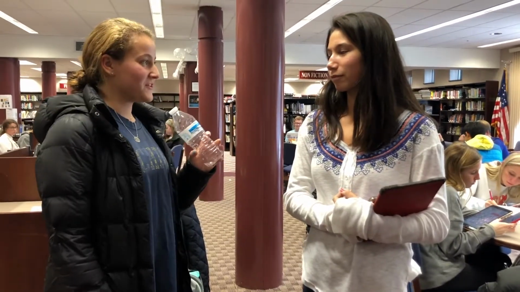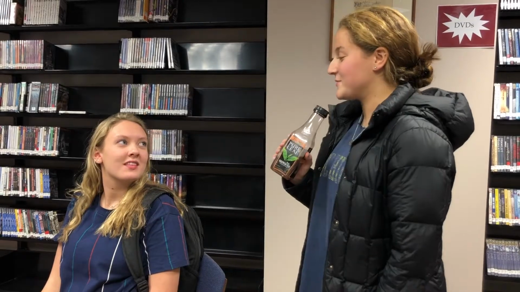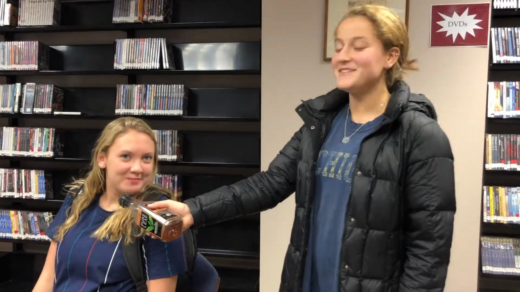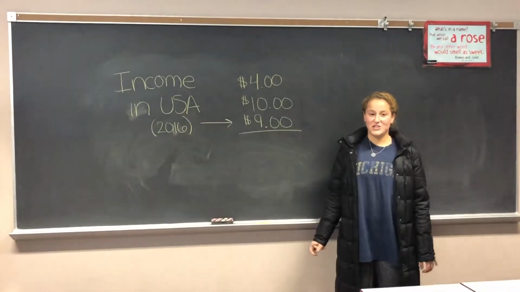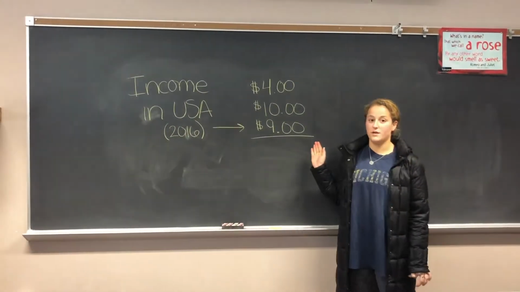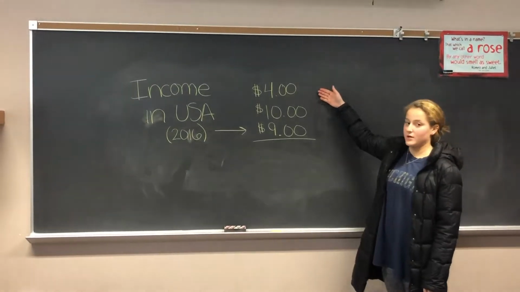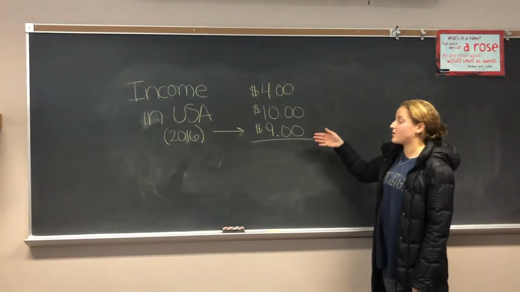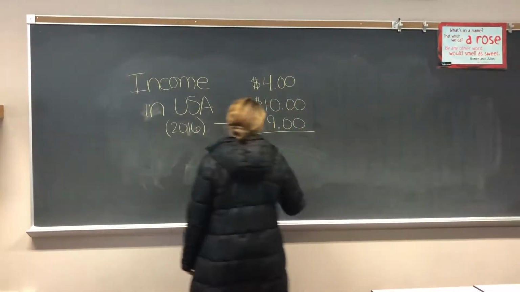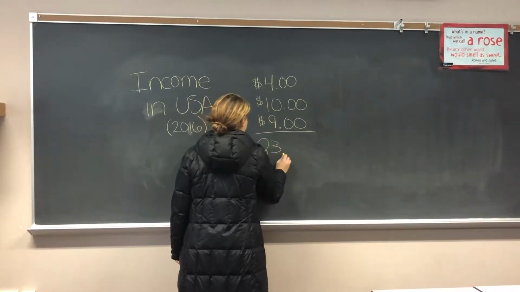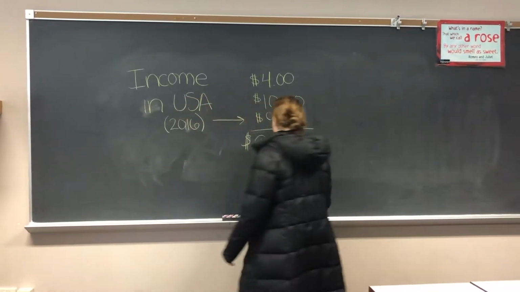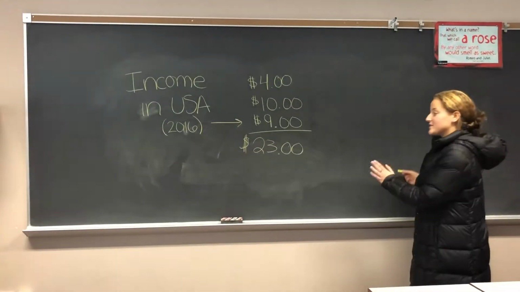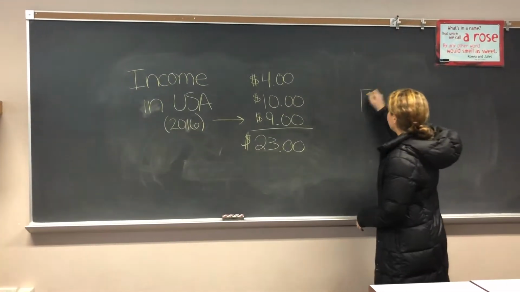What was your total income in 2016? $4. What was your total income in 2016? $10. What was your total income in 2016? $9. The second way to calculate GDP is looking at the total income of laborers. So one person had $4, another person earned $10, and another person earned $9. So the total income of laborers in 2016 in the U.S. was $23. Now you might notice that the total income is equal to expenditures.